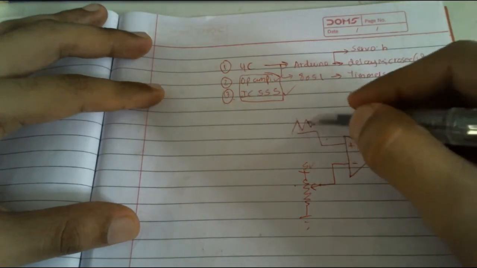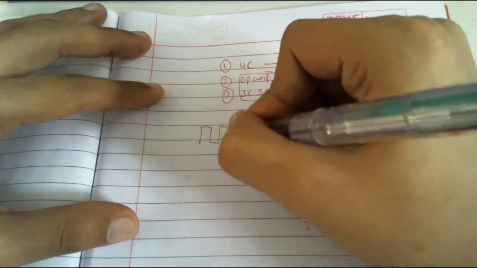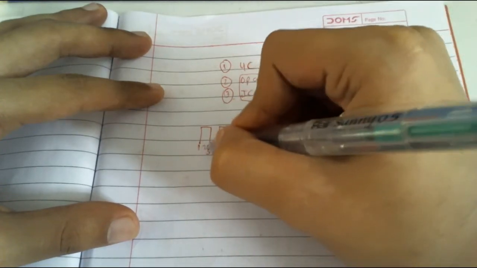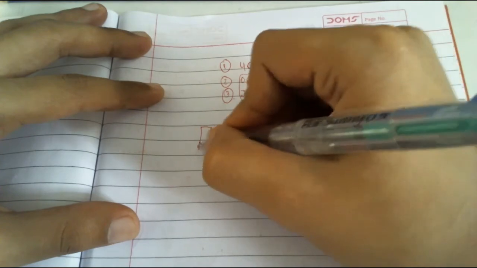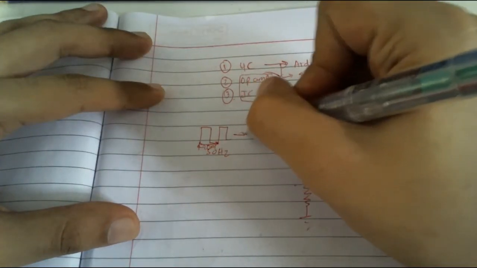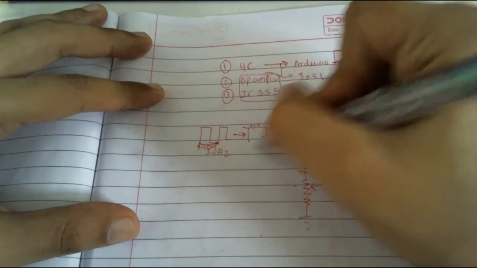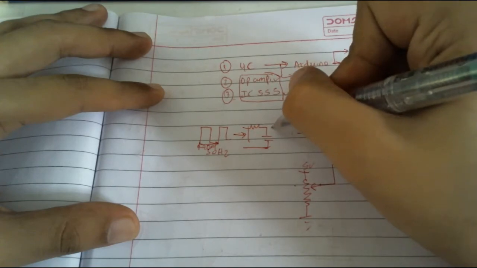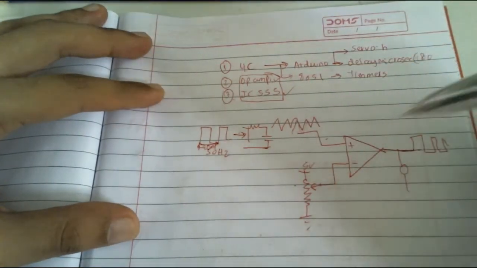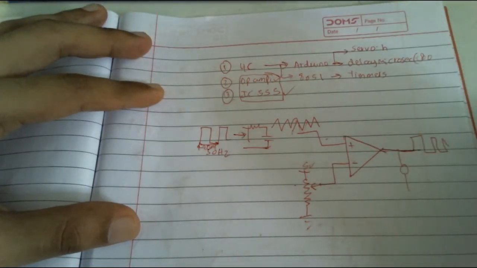So how do we generate this triangular wave? We basically integrate a square wave of 50 Hertz, because we want a 20 millisecond pulse width, a 20 millisecond time period. So we integrate the square wave by using a resistor and a capacitor network, which gives us a triangular wave. That we give to this comparator. This is how we generate a PWM signal.